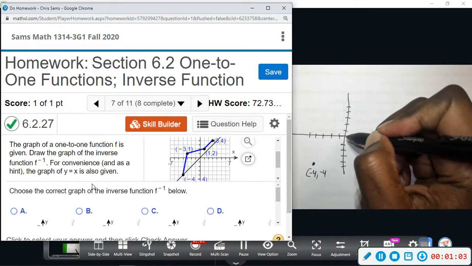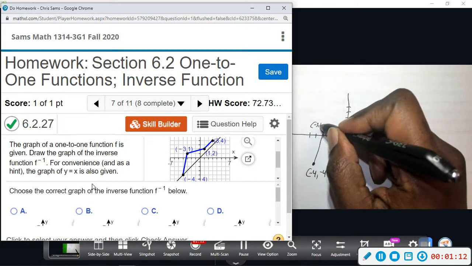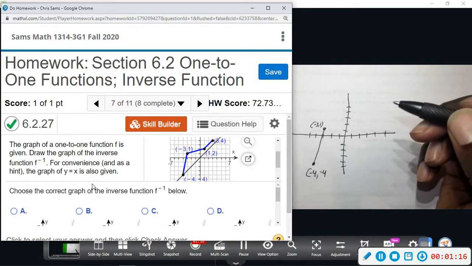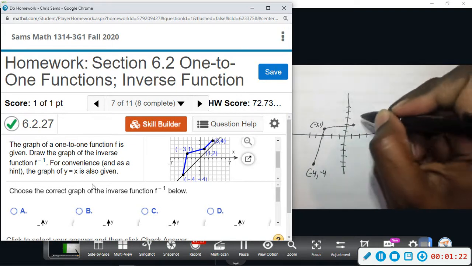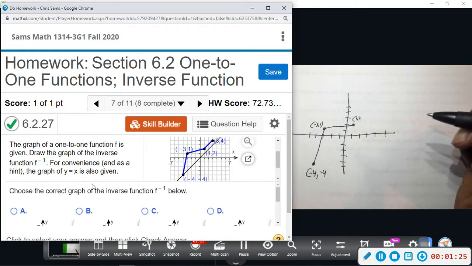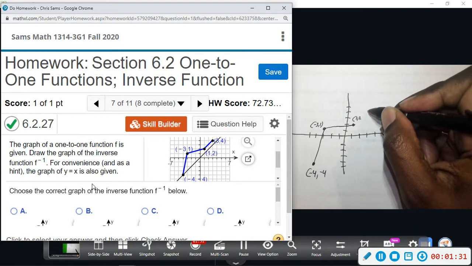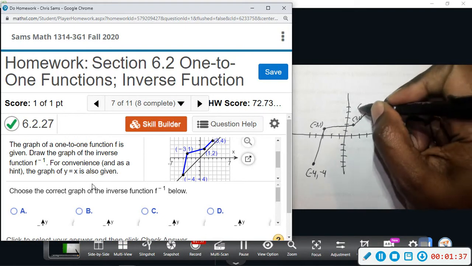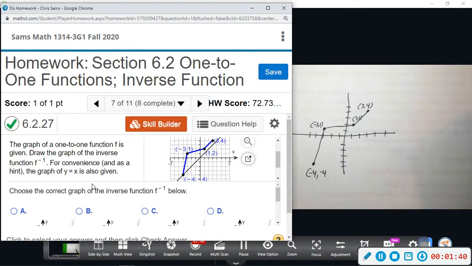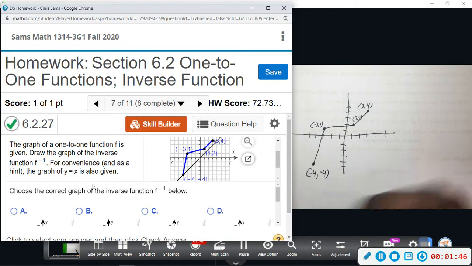And then we have negative 3, 1: left 3, up 1. And then we have the point 1, 2: right 1, up 2. And then we have the point 3, 4. So that graph is something like this. Mine is a lot more spread out, but pretty close. Alright, the inverse just swaps the x's and y's.